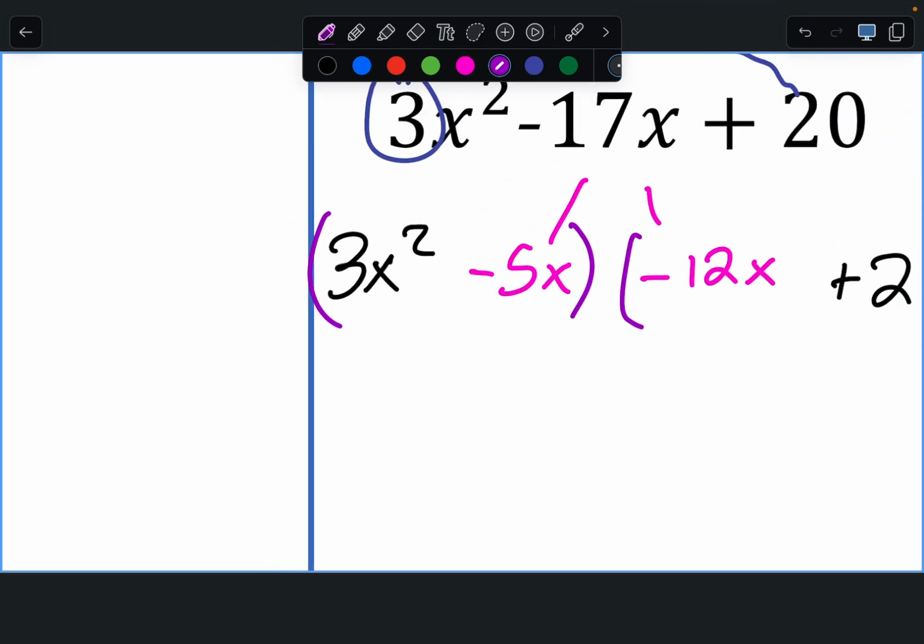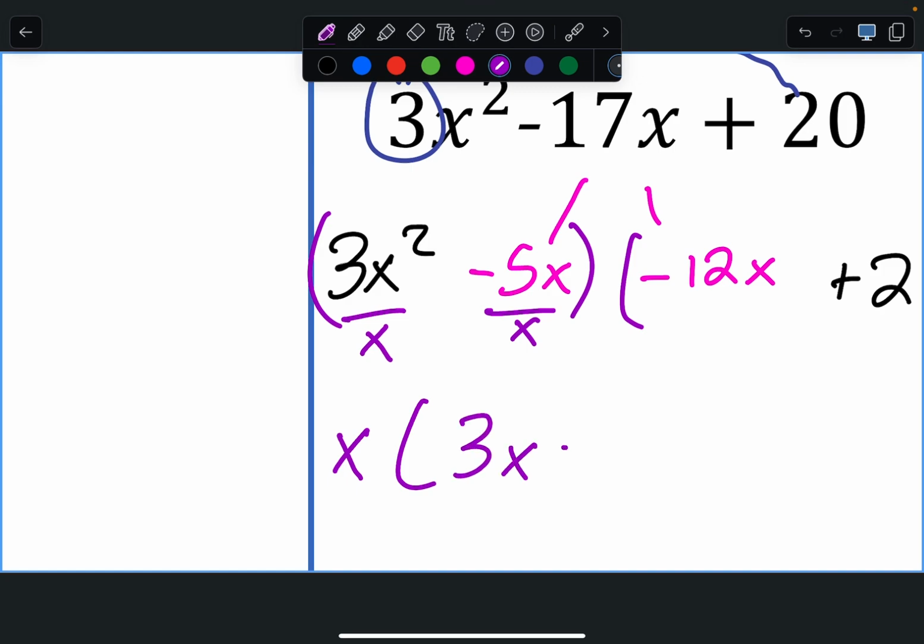First group, 3x squared minus 5x. What can I take out of that? Just an x, right? So my x comes out. I'm left with 3x minus 5.